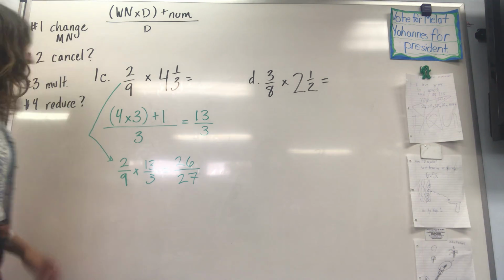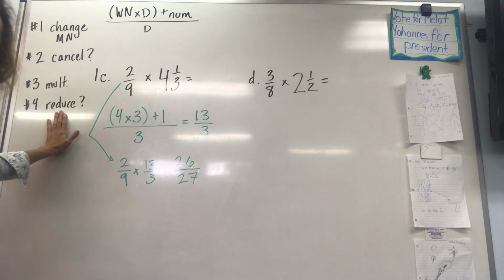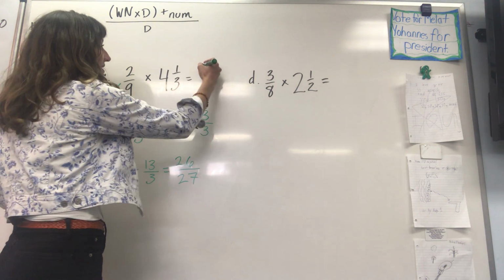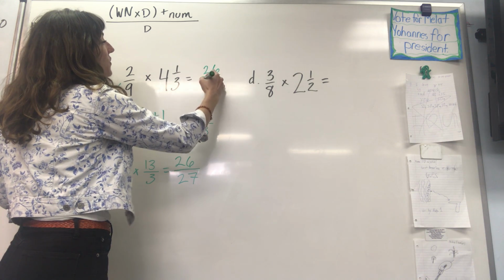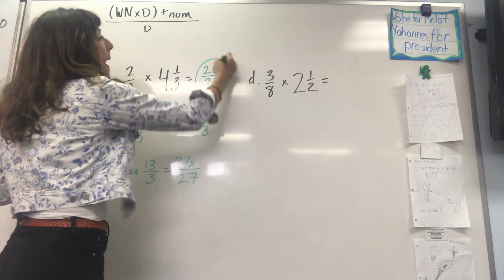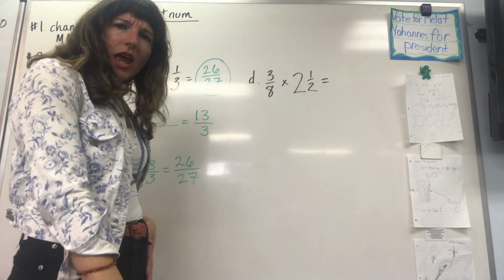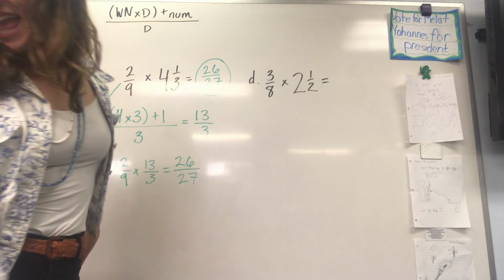I meant reduce. You can't reduce anything there. So this is actually your final answer: 26 over 27. Boom, baby. Is that correct? That's correct. Oh yeah!